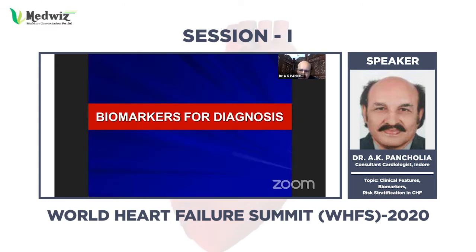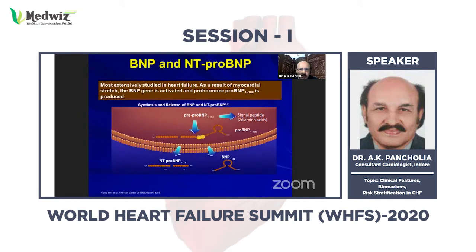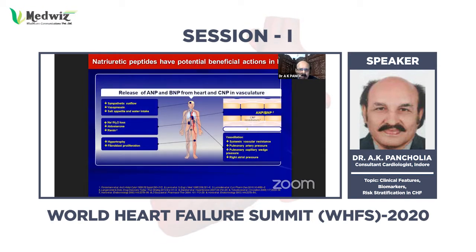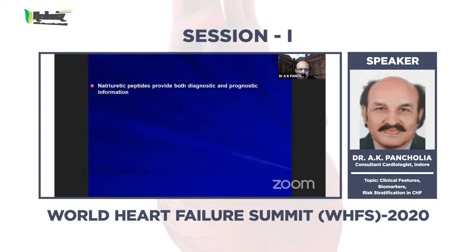Now coming first to the biomarkers for diagnosis, BNP and NT-proBNP are the most extensively studied in heart failure. As a result of myocardial stretch, the BNP gene is activated and prohormone proBNP is produced. Natriuretic peptides have potential beneficial actions in heart failure: they reduce the sympathetic outflow, reduce vasopressin, increase sodium and water loss, reduce aldosterone level, reduce the renin levels, reduce hypertrophy, and of course cause vasodilatation, with reduction in systemic vascular resistance, pulmonary arterial pressure, pulmonary capillary wedge pressure, and right atrial pressure. Natriuretic peptides provide both diagnostic as well as prognostic information.